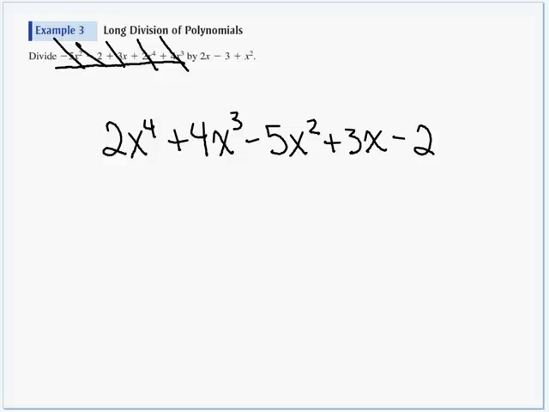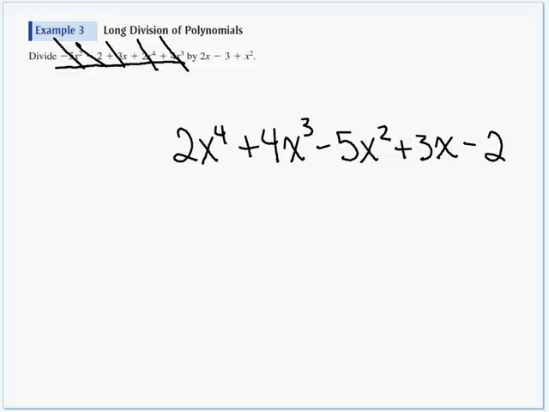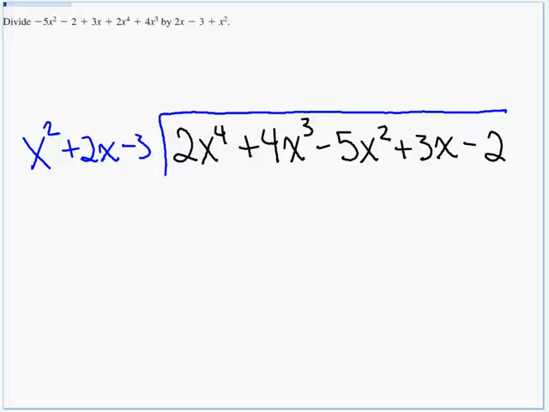And we are going to divide into that. Ooh, I should have given myself a little more room. This is another trinomial here. So what do we have? x squared plus 2x minus 3. And we're going to divide that into this beast. So a little more room here and see what we can do.